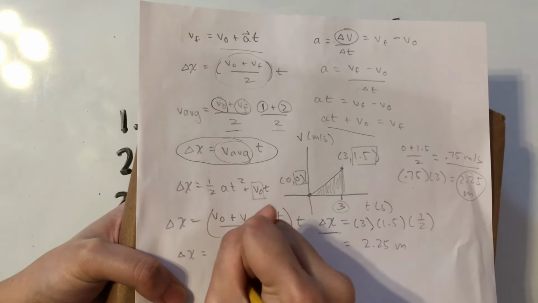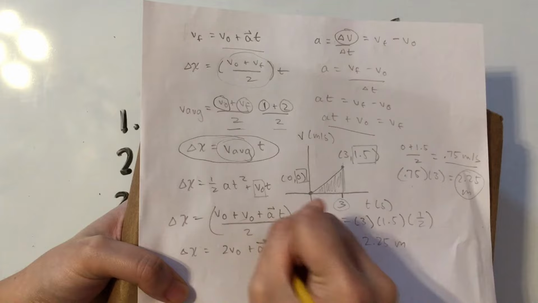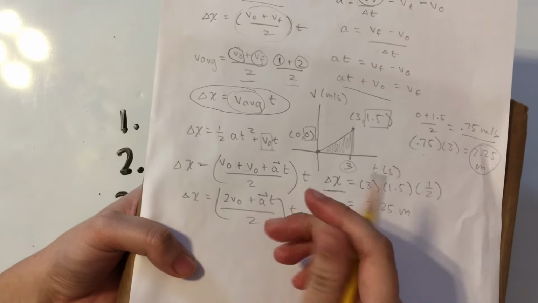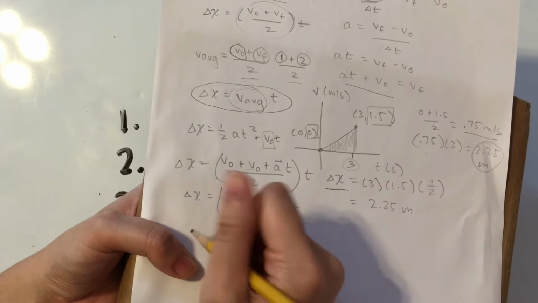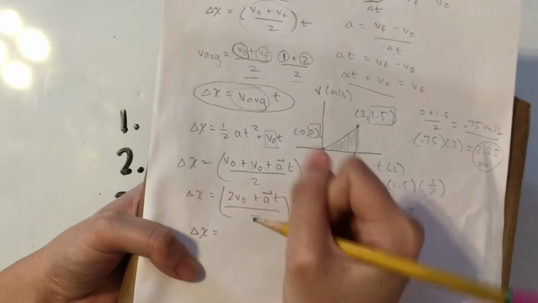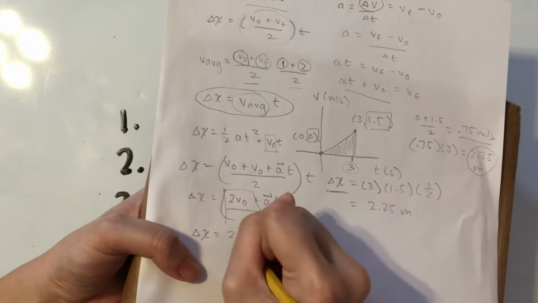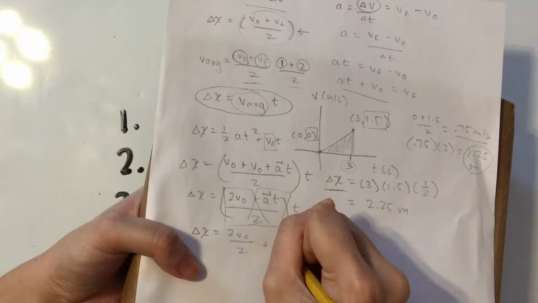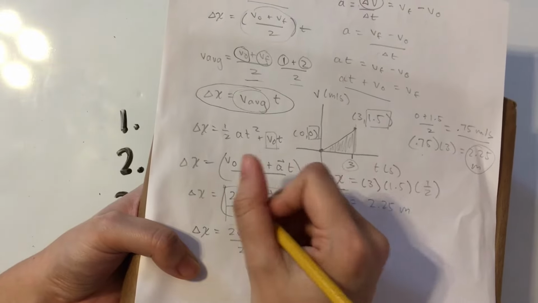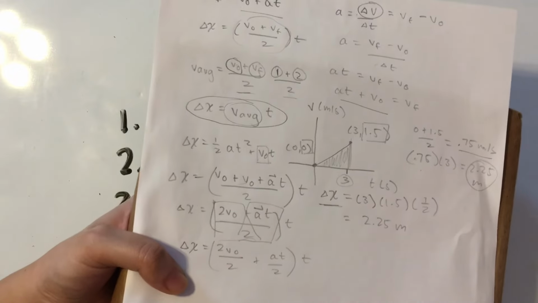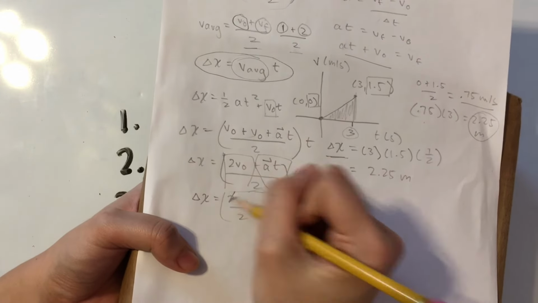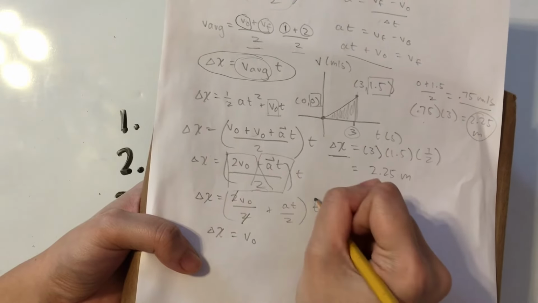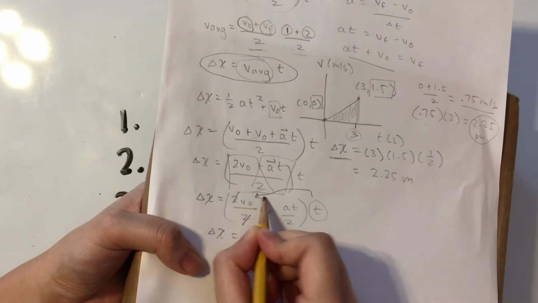So delta x equals 2 initial velocity plus acceleration times time, over 2, multiplied by time. And we can further simplify this by breaking it up into fractions. So delta x equals 2 initial velocity over 2 plus acceleration times time over 2, and all of this is multiplied by time. Well, we can further simplify this by crossing out those 2's. So delta x equals initial velocity, and don't forget to multiply that by time, so distributive property.